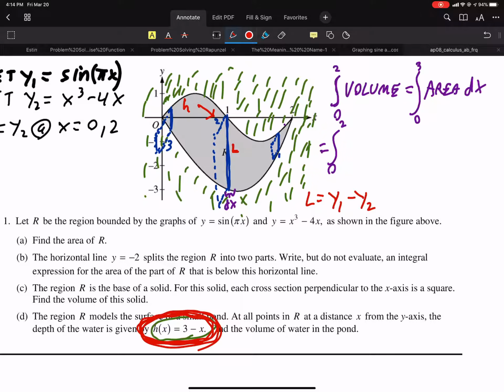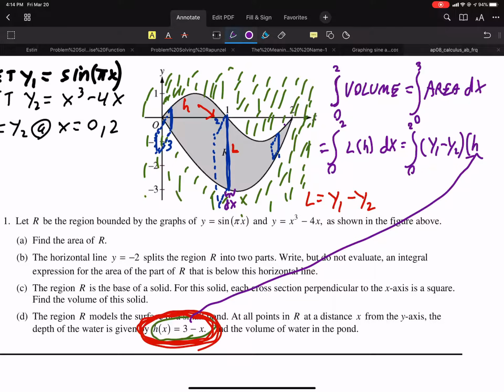So the area is going to be length times height of the rectangle times the thickness, dx. L is just y1 minus y2. And h is this function right here. So you could put that as y3 on your calculator, I guess. That's going to be h of x dx.